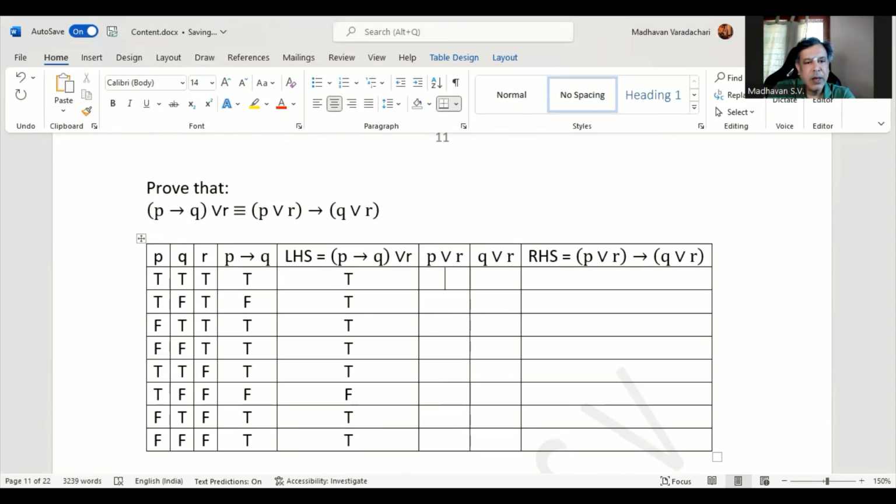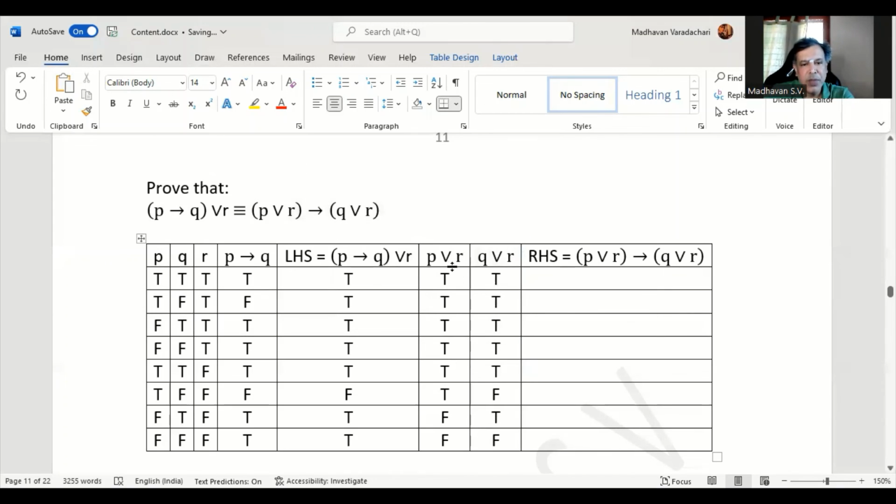Next, P or R means if any one of them is true, the result is true, otherwise it is false. So this is true, true, true, true, true, true. The last 2 are false because both of them are false. Then Q or R, same logic. So T, T, T, T, T. This is false. This is T. This is false.